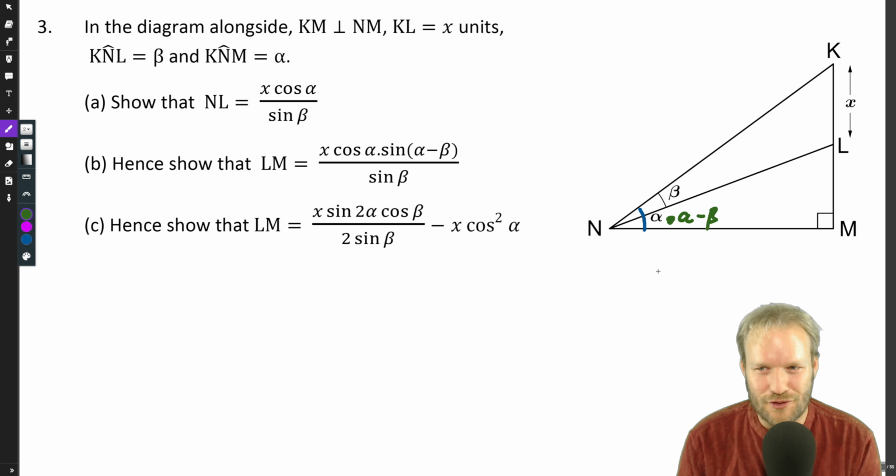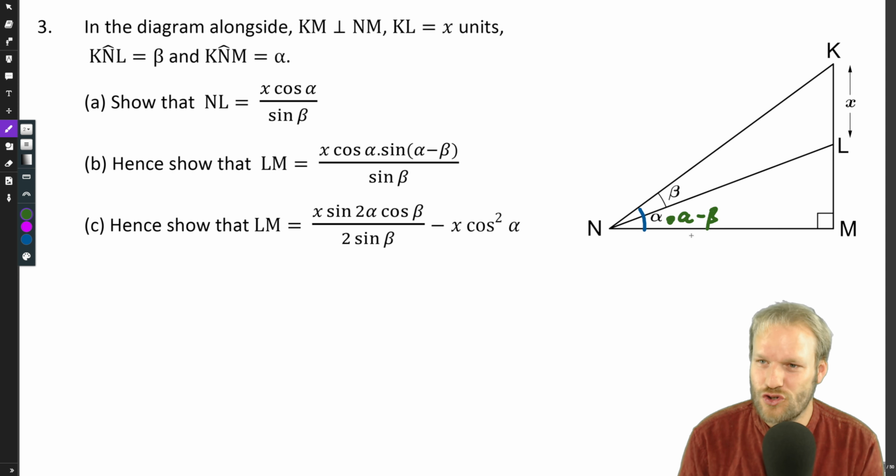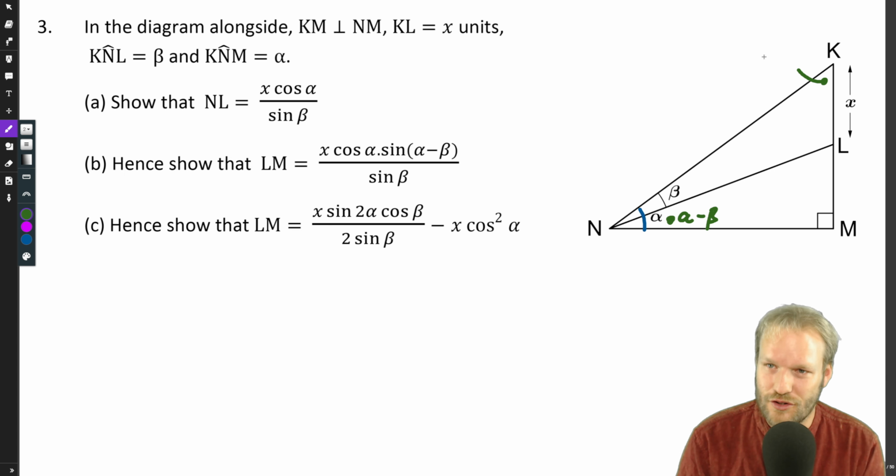There are 3 triangles in the diagram. We want to be able to move seamlessly between them. Okay, other things we might need. Well, in the big triangle, NMK, there's another angle, this angle here at the top. Well, this is 90 on the bottom right here by M. N, the whole of N, that is alpha. So therefore, this top angle here is just 90 minus alpha.